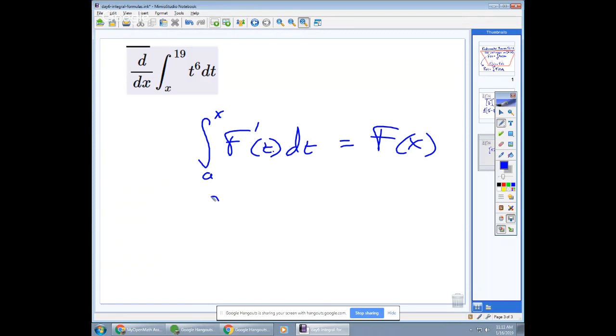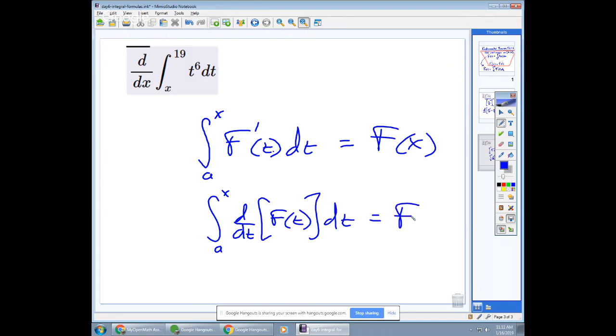So in other words, I have the integral from a to x of the derivative with respect to t of capital F of t dt equals capital F of x. Okay, how is this different from my problem? Well, the x and the 19 are switched. So if I want them to go the other way, instead of walking forward on the number line, I'm now walking backwards. How do you describe walking backwards? Negative, yeah.